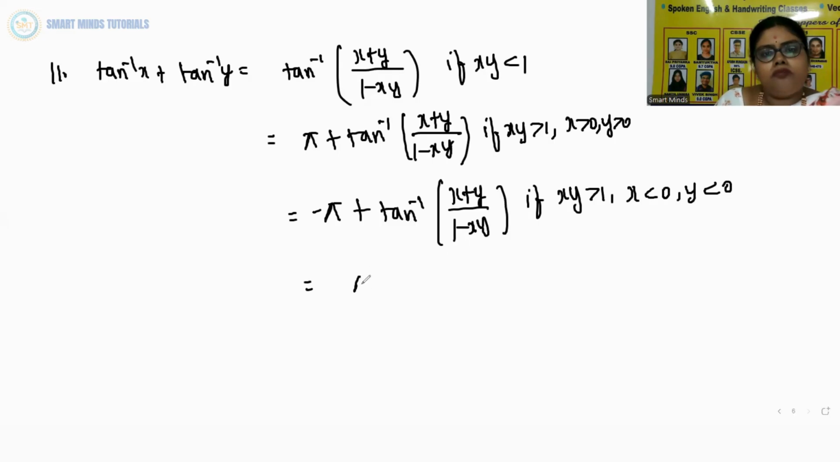And then you have one more formula. It is pi by 2 if xy is equal to 1. So first you need to check the condition x into y. If it is equal to 1, then fourth formula. If it is greater than 1 and x and y are negative, then third formula. And if xy is greater than 1 and x and y are positive, then it is second formula. And if xy is less than 1, then it is first formula.